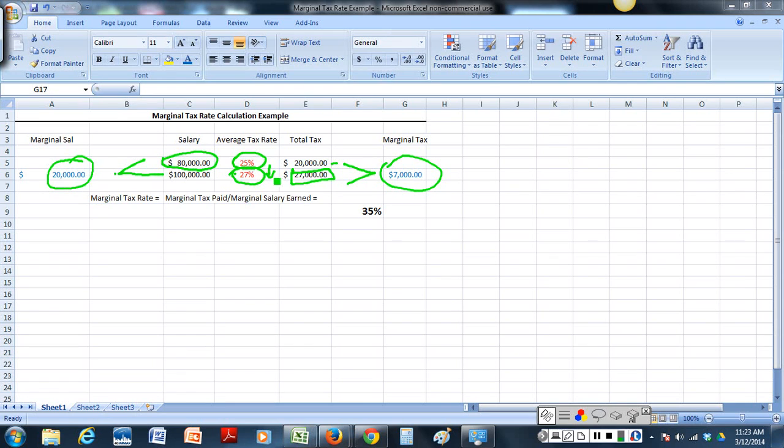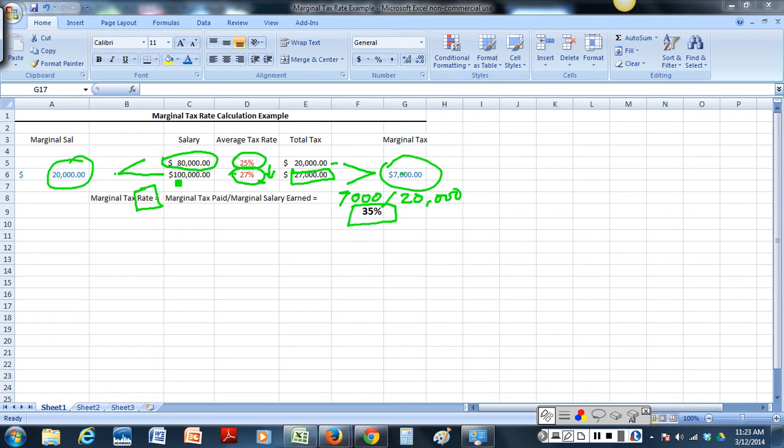So what's the marginal tax rate? Marginal tax is $7,000. Marginal tax rate is basically the $7,000 you're paying as tax divided by the marginal salary you made, which is $20,000. So on $20,000 you're paying a tax of $7,000, which is equal to 35%. So it's nowhere close to the 27% we were talking about. It's way more than 27% on the incremental salary of $20,000 we made.